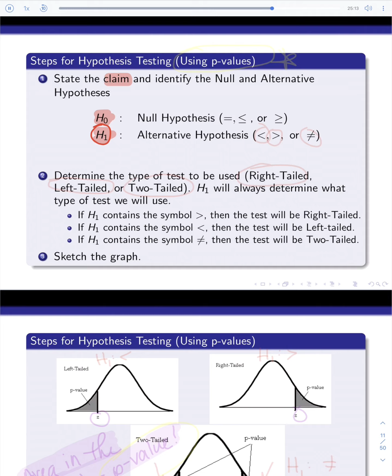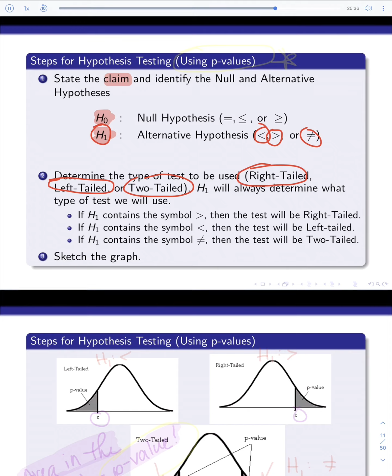And it's going to determine, if you've got a less than, you're going to be looking at a left-tailed picture. If you've got a greater than, you're going to be looking at a right-tailed picture, and a not equal to, you'll be looking at what's called a two-tailed picture. So then you'll be able to draw a graph.